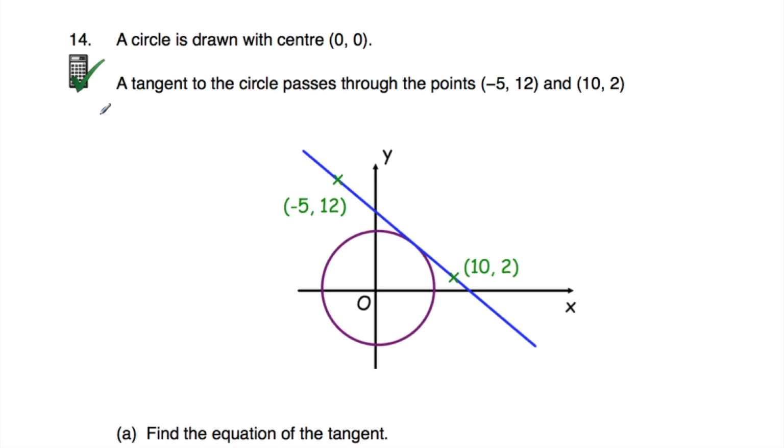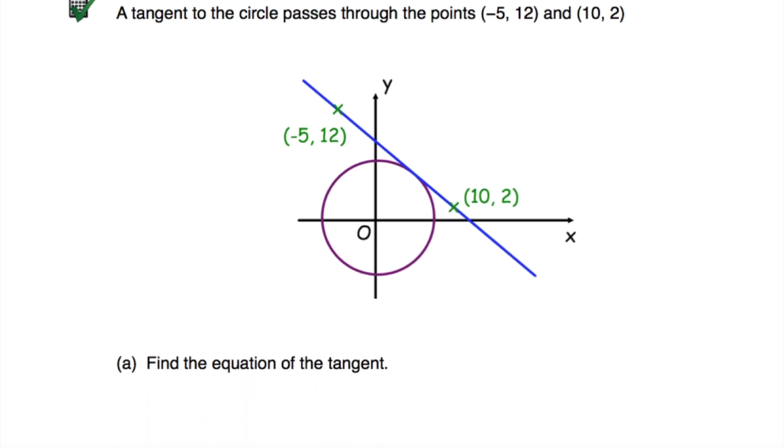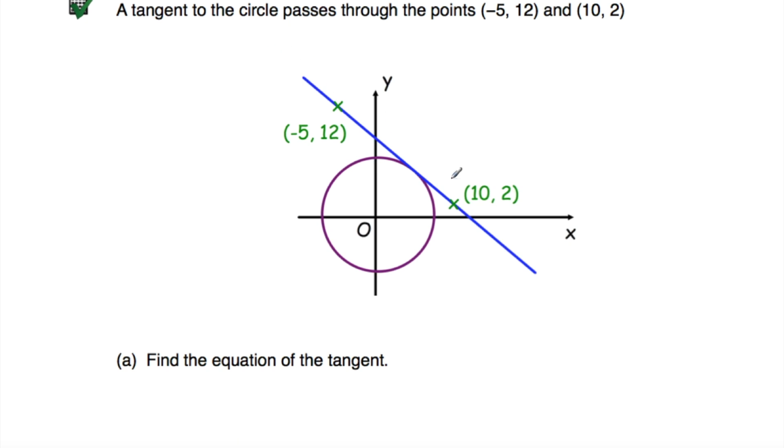Okay, let's look at our next question, question number 14. We've got this circle, and we're told a circle is drawn with centre O, and a tangent to the circle passes through the points -5, 12 and 10, 2. Those points aren't actually points on the circle, they're just 2 points that are on that line. Part A says find the equation of the tangent, so we want to find the equation of that line. We know the coordinates of 2 points on the line, so we can actually find the equation of that line. So let's do that.